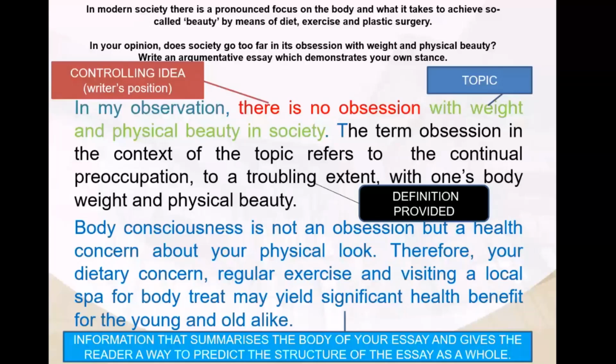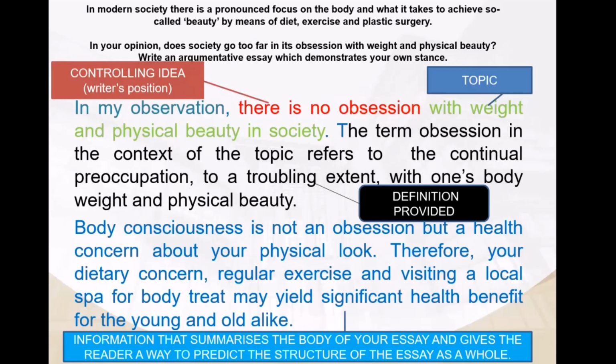Body consciousness is not an obsession, but a health concern about your physical look. Therefore, your dietary concern, regular exercise, and visiting a local spa for body treat may yield significant health benefit for the young and old alike. Right, what are these parts of the introduction?